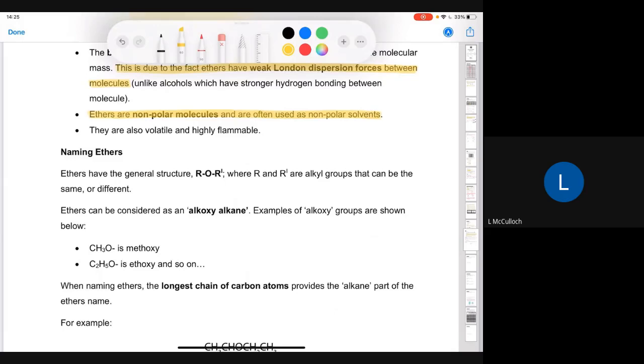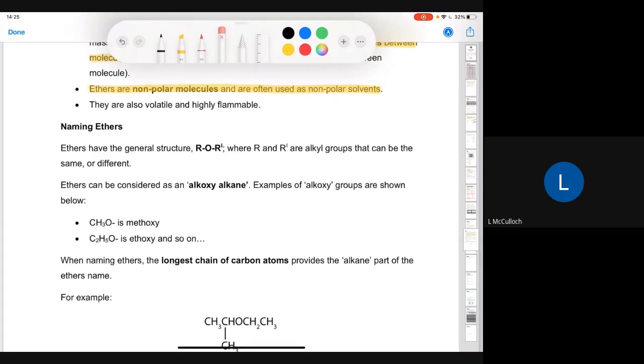structures of our ethers. So ethers have the general structure R-O-R', where R and R' are alkyl groups that can be the same or different. Now, ethers can be considered as an alkoxy-alkane. So that gives us a clue about what the name will be. And examples of alkoxy groups are shown below. So we've got CH3O is methoxy, C2H5O is ethoxy, and so on.